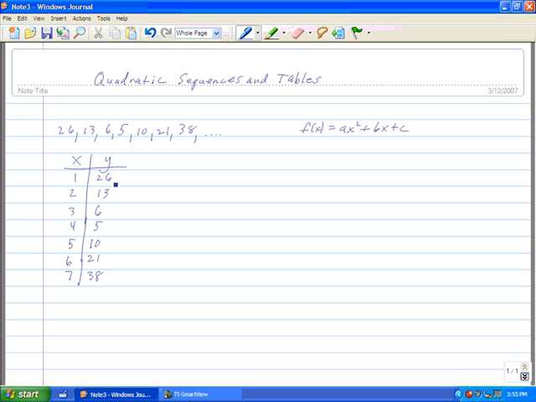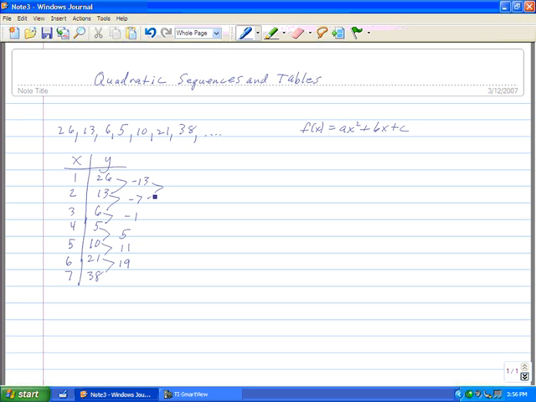As we look at that, we notice that 13 minus 26 is a change of negative 13. 6 minus 13 is a change of negative 7. 5 take away 6 is a change of negative 1. 10 from 5 is a change of 5. 10 to 21 is a change of 11. And 21 to 38 is a change of 17. We know this isn't a linear relationship because these are different, and therefore their ratios would be different.